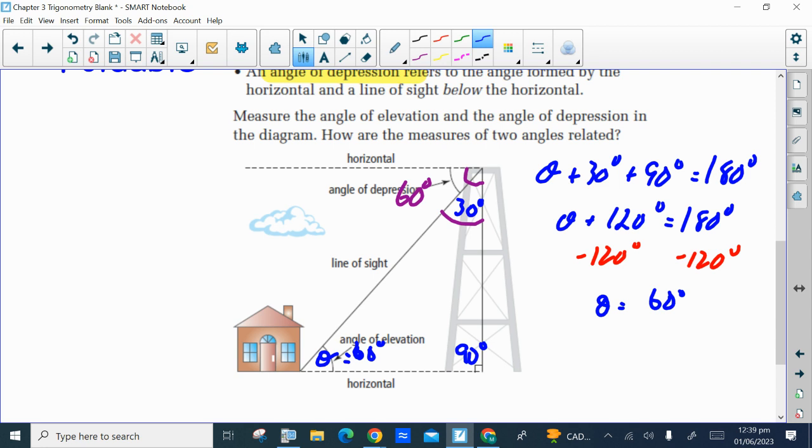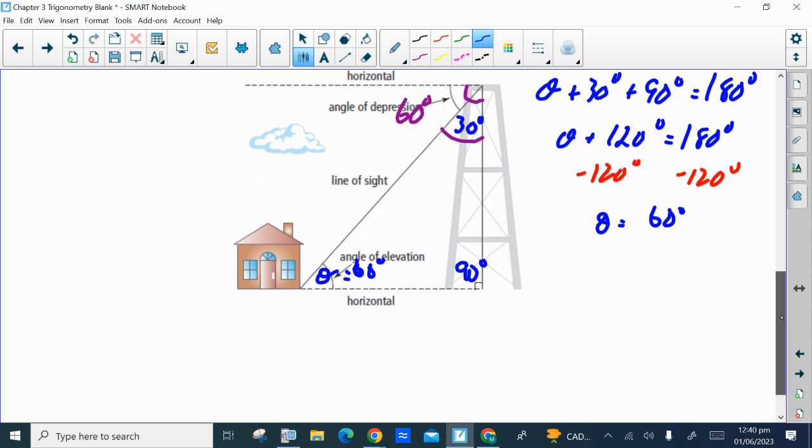In order to use your trig ratios, you need angles inside the triangle. So if you're given the angle of depression, that will always equal the angle of elevation. The angle of depression from the top of an object down to the ground will be the same as the angle of elevation from the ground up to the top of that object. That will always happen. Those two angles will be equal. Okay?